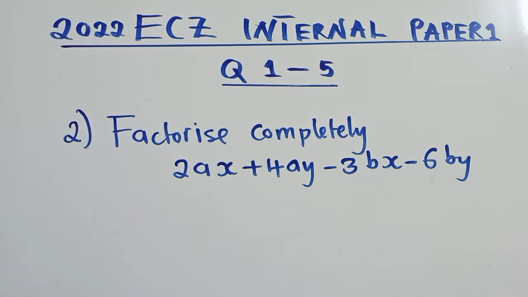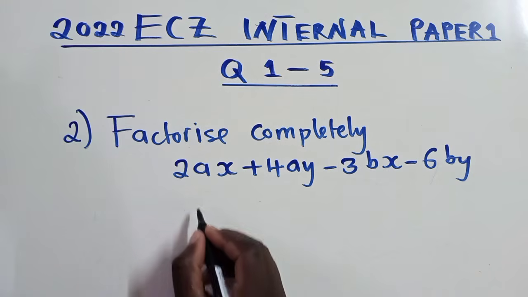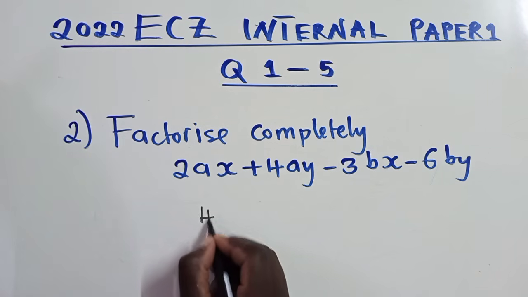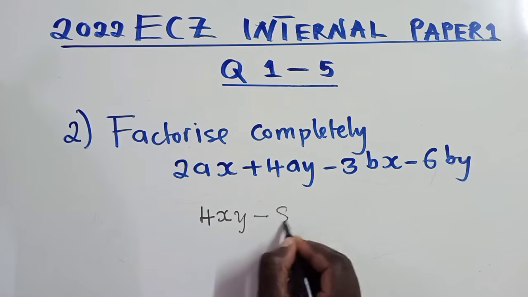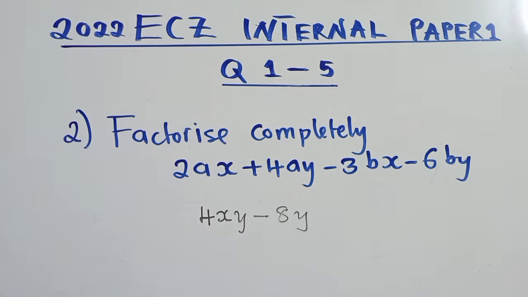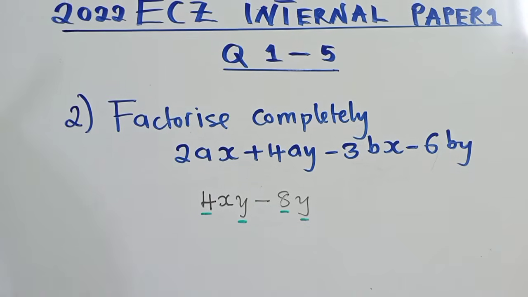All right, so to answer question 2, we need to understand some few things. So here, let's say you've got 4xy minus 8y. And they say factorize. So how do you go about this one? You need to check something that is common. So if you can see, we have y here and y here. So y is common. We have 4 here and 8. 4 is common. So what are we going to do?